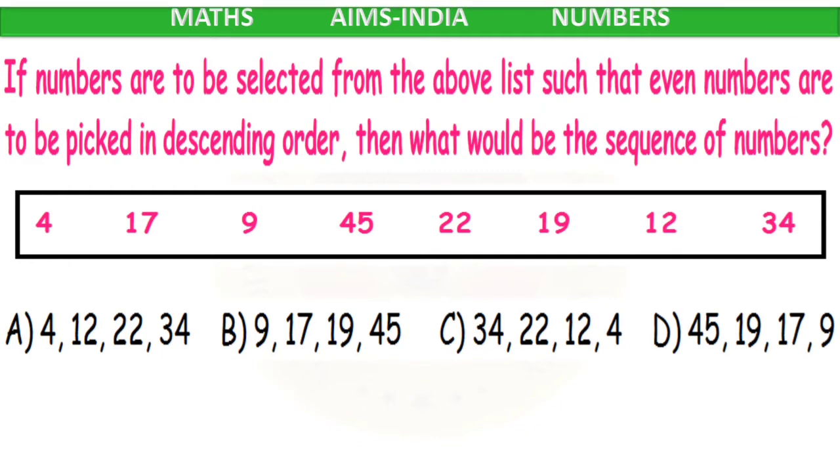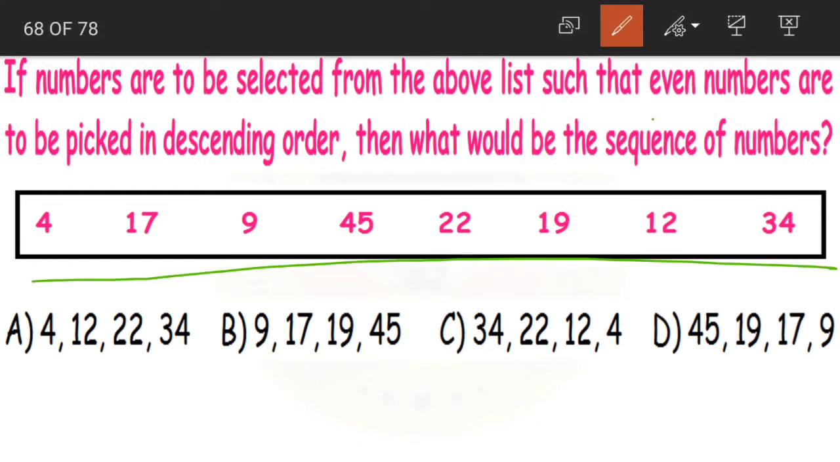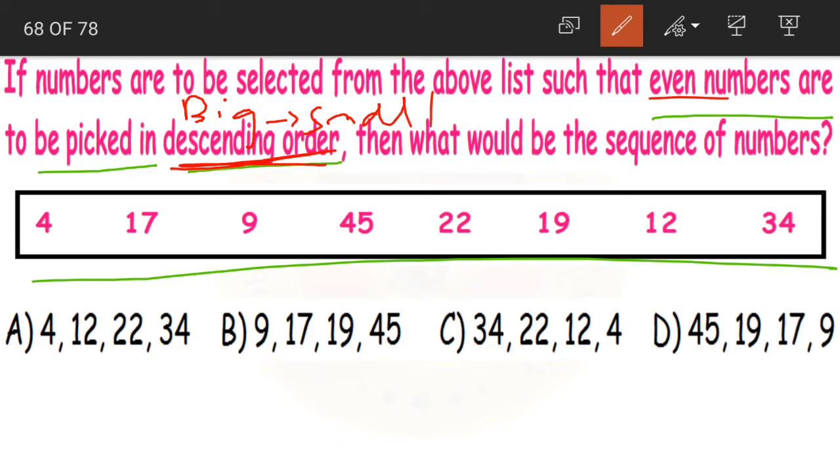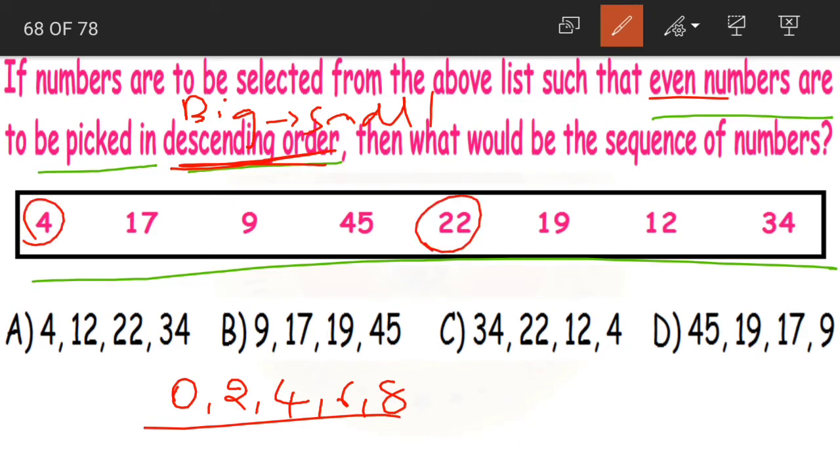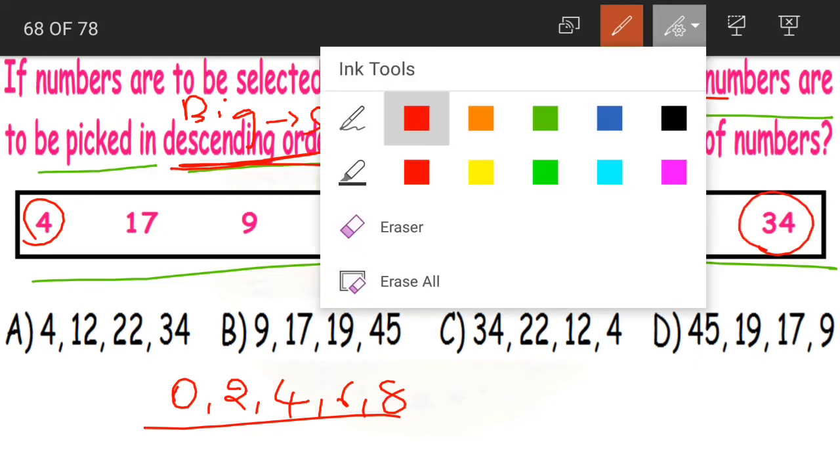Next question. Now again the same are given. Now what should we do? Even numbers are to be picked in descending order. Now descending means what? Big to small, from highest to the least. What should we pick up? We should pick up the even numbers. Now what are even numbers? Numbers having 0, 2, 4, 6 and 8 in the ones place are called even numbers. That are 4, 22, 12 and 34.